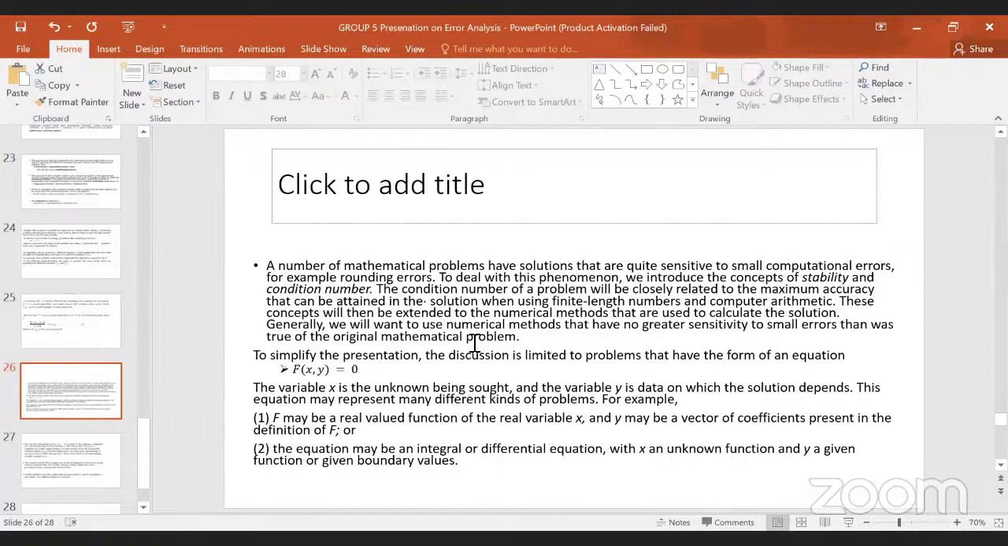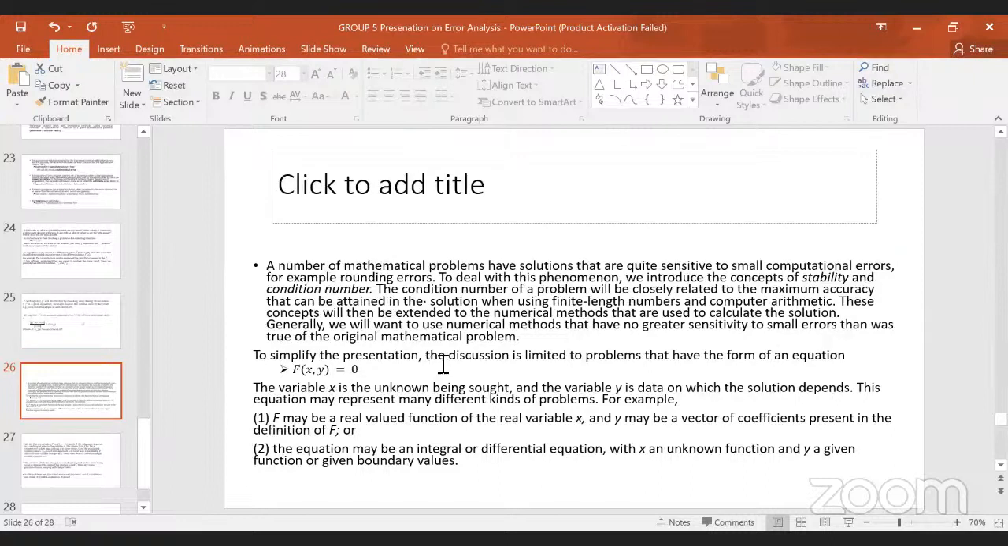Generally, we will want to use numerical methods that have no greater sensitivity to small errors than was true of the original mathematical problem. Don't forget, like our lecturer mentioned to us, that in some computation, when the error continues, it tends to increase. So in this process of stability and condition number, we are looking at a solution that attains maximum accuracy and that helps us to reduce the errors, and that means it does not have great sensitivity to small errors when we are doing our computation.